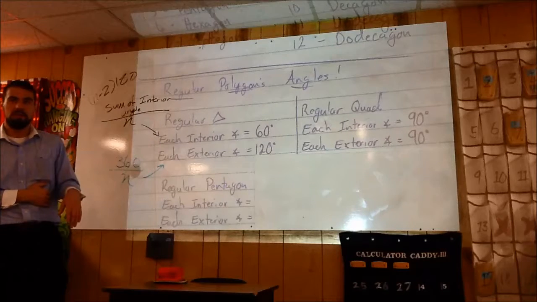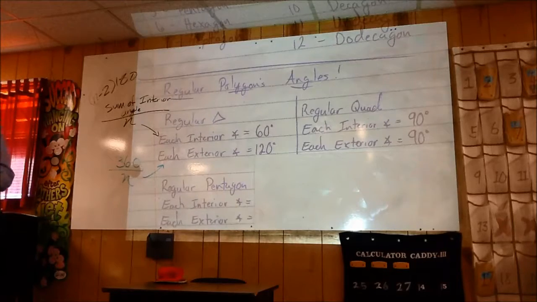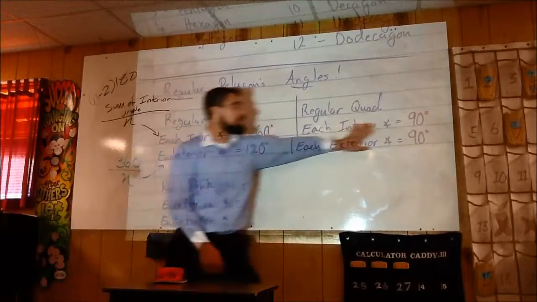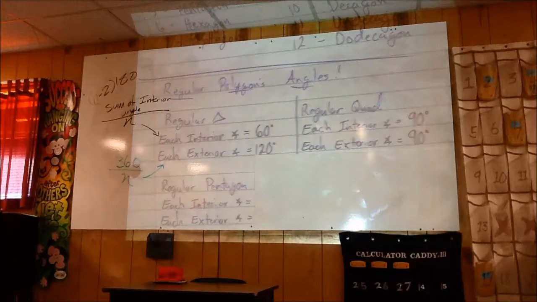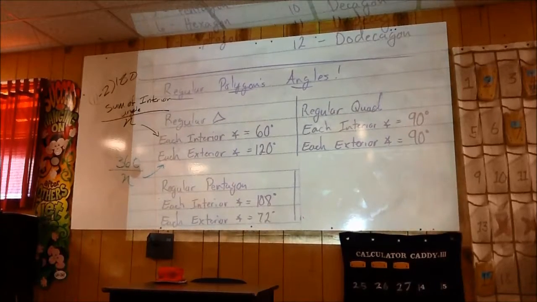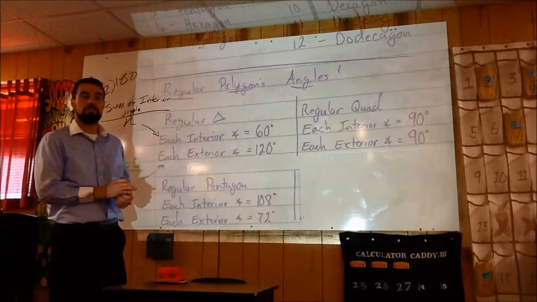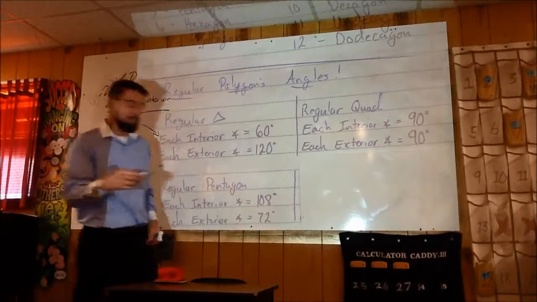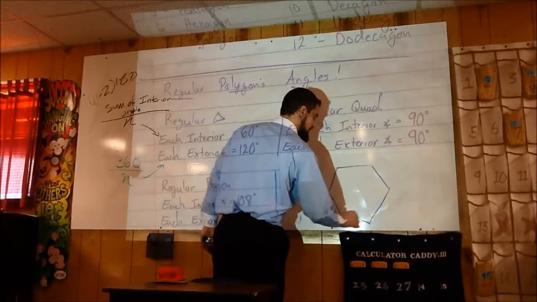What's the measure of each exterior angle? 72. Okay. Now, what do you notice about the relationship between the interior and the exterior angle? What do you notice that's true for all of these examples? You don't see any patterns at all.